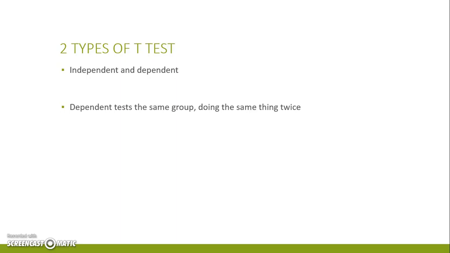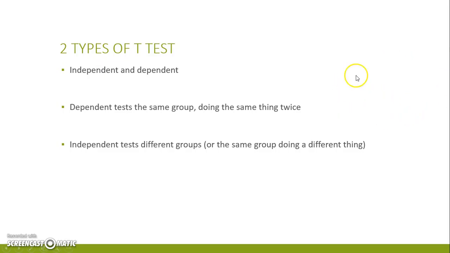So that's all we got up to in terms of the lesson, but I'll just carry on. So you've got independent and dependent. Dependent tests the same group doing the same thing twice, whereas independent tests different groups, or the same group doing a different thing. So this is where it relates to the basketball and netball. You were doing a different thing within that experiment.